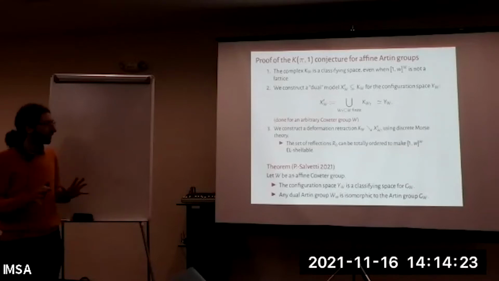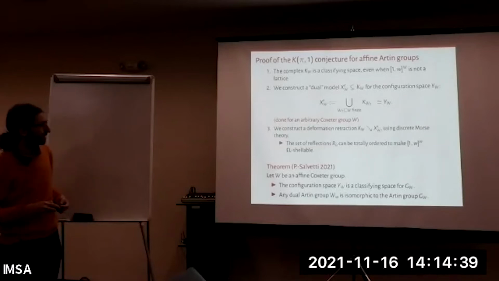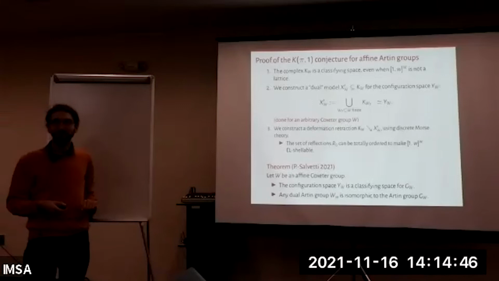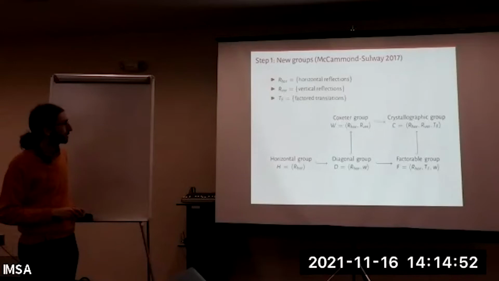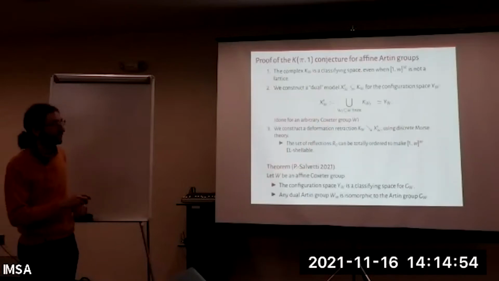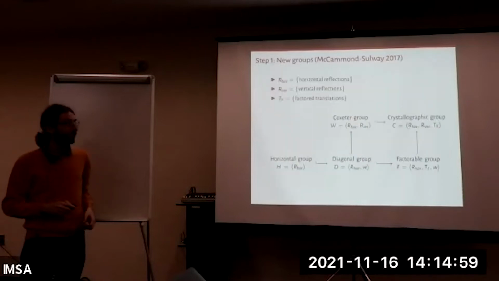Okay, so depending on how I do on time, I will try to give you some details of all three points here, which are fairly independent. They are completely independent of each other, save for the fact that you need to know what X prime is in the first step, and X prime is defined in the second step. But basically they are independent steps. So step 1, as I said, is the topological step, proving that KW is a classifying space.